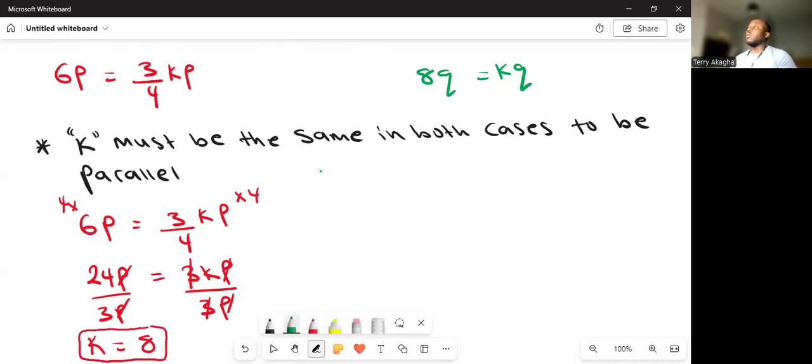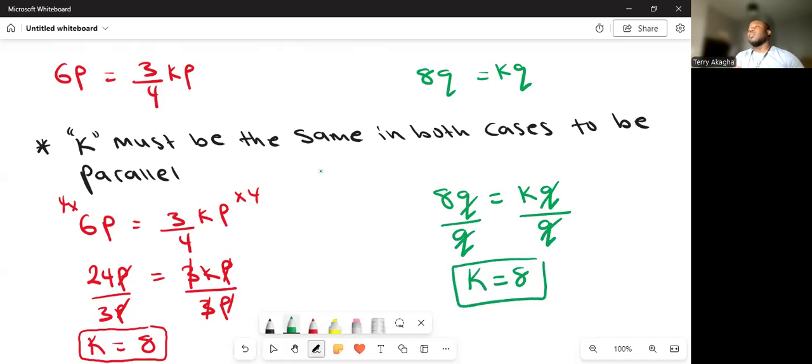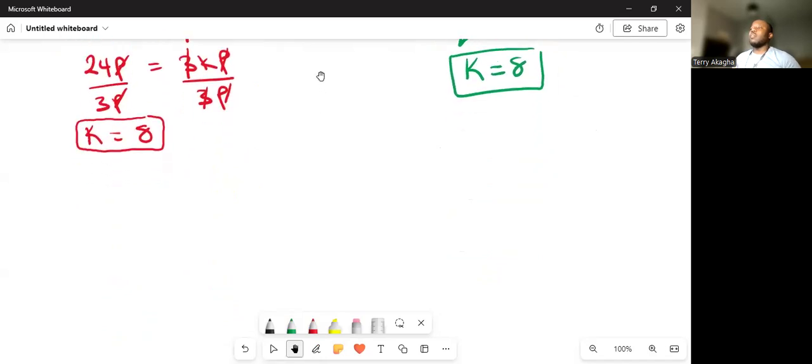Now we'll go to the next one. This is simple. 8Q is going to be equal to KQ. To make K the subject, we divide both sides by what? Q. Then Q will cancel Q. So K is going to be equal to what? 8. So you can see from this point here, we're having 8 in both cases. So we now have 8 is equal to 8. So the K for P was equal to the K for Q. So that means this is what? Parallel.